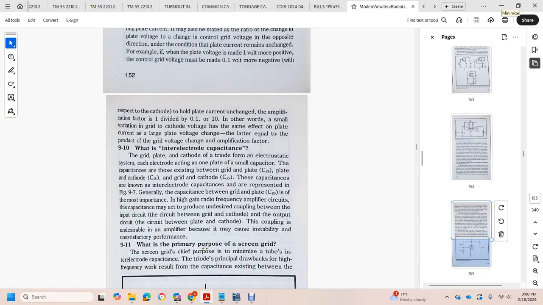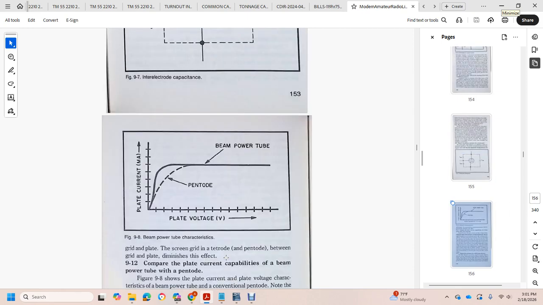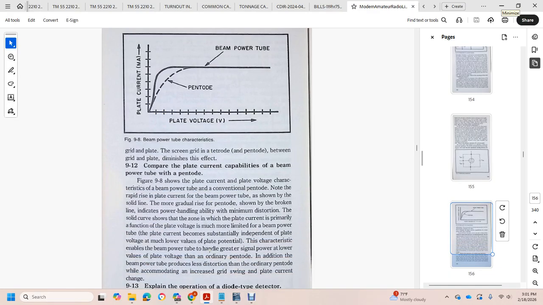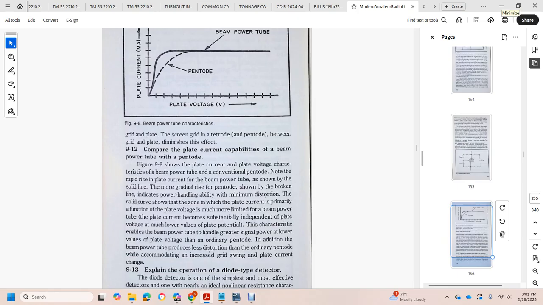What is the purpose of the screen grid? The screen grid achieves the purpose of minimizing the tube's inter-electrode capacitance, which in the triode tends to draw back the high frequency response because of the capacitance existing between the grid and plate. The screen grid in a tetrode and a pentode, placed between the grid and plate, diminishes this effect. Consider the compatibility of the beam power tube with the pentode, showing the plate current against the plate voltage characteristics for the beam power tube and the conventional pentode. Note the rapid rise of the plate current for the beam power tube, shown with the solid lines, and the more gradual rise of the pentode, shown with the broken line.